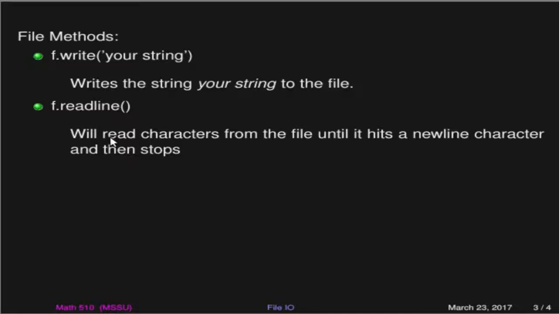We can read a line, so if the file is open, then readline with the open and close parentheses will read characters from the file. It's going to read until it encounters a newline character. Once it sees where the line actually stops, I'm going to stop reading at that point, and it will just return you the string that is that read line.